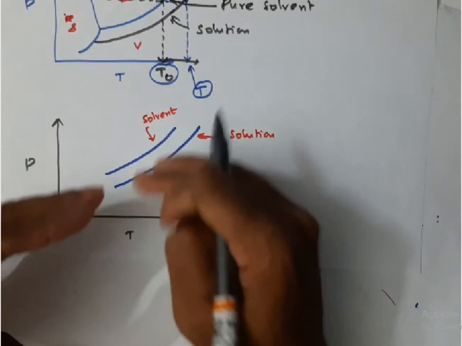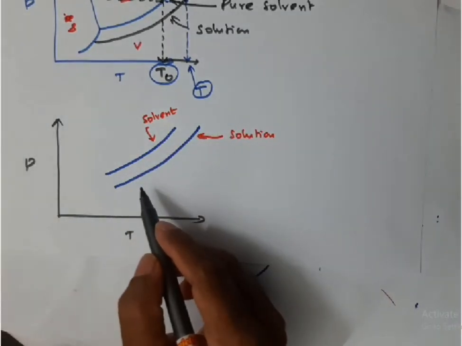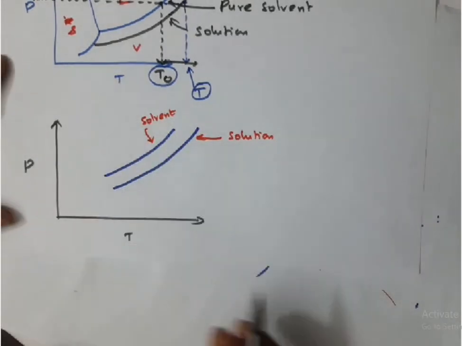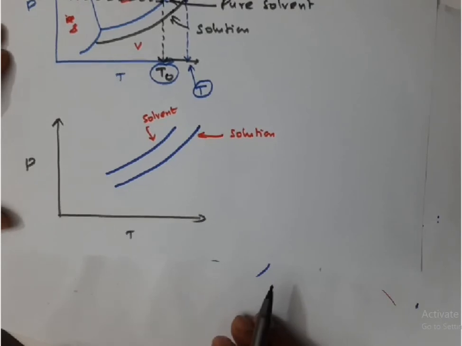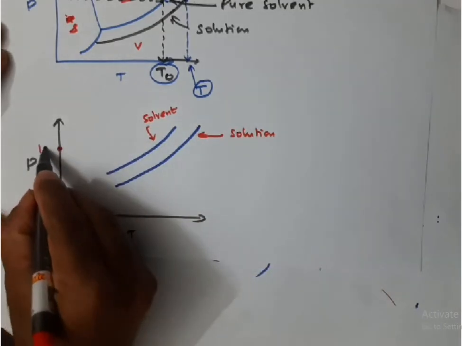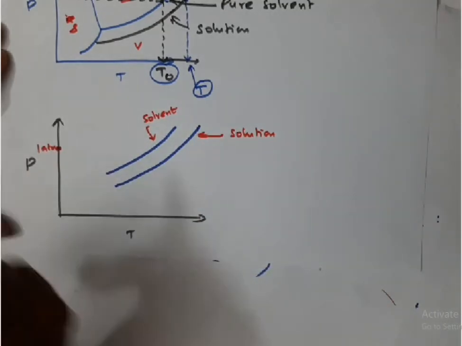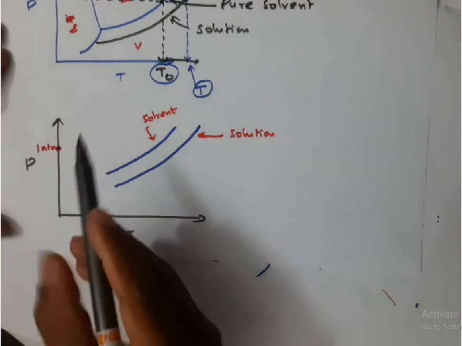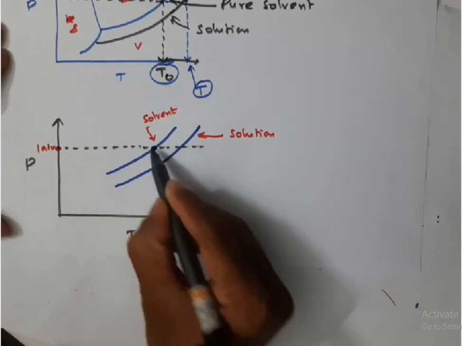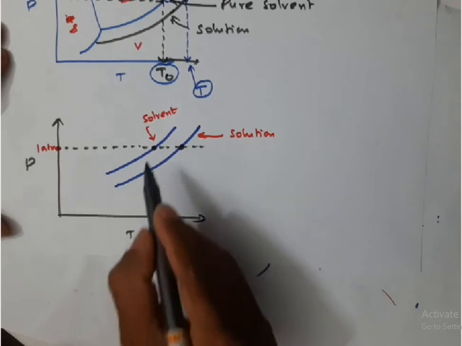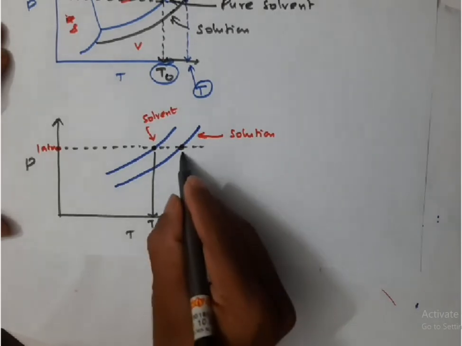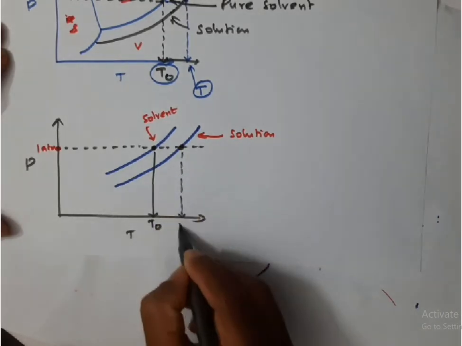Why is the solution curve below? Because if you add a non-volatile solute, vapor pressure decreases. That's why this line is below the solvent line. Now you take some external pressure. At sea level the external pressure is usually 1 atmosphere, right? So at 1 atmosphere pressure, what will be the boiling point? Just draw a straight line, and this straight line cuts the solvent line here and the solution line here. This temperature is the boiling point of pure solvent, and this temperature is the boiling point of solution.